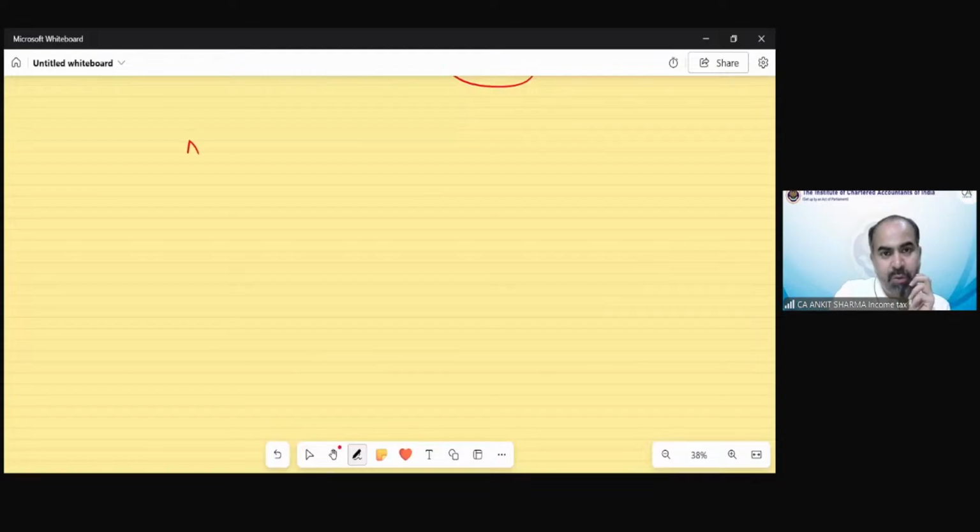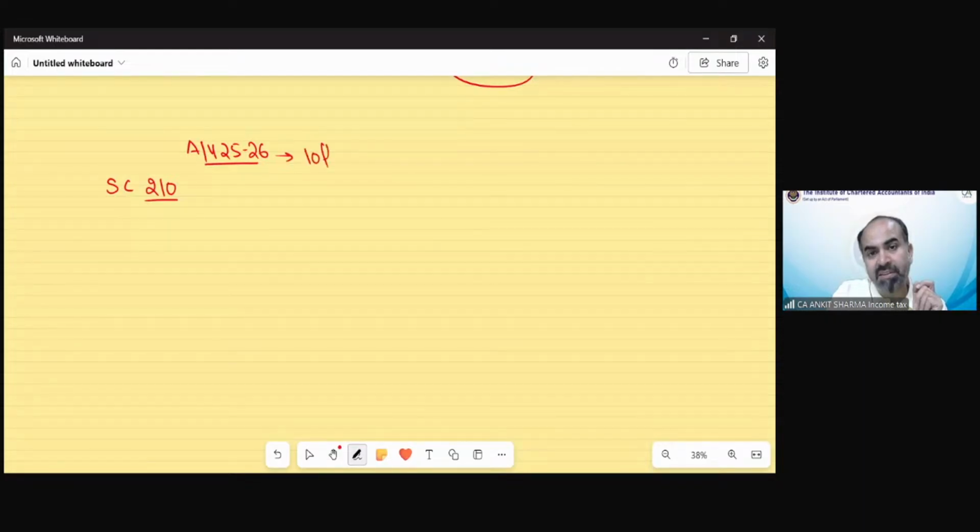Assessment year 25-26. First of all, we are calculating capital gain, the sale consideration. The provision says the sale consideration would be taken as FMV at the date of transfer. So 210 lakh was the FMV, and we have only transferred 10 flats. Out of 15 flats, we have only sold 10 flats. So we are going to calculate capital gain only on 10 flats.